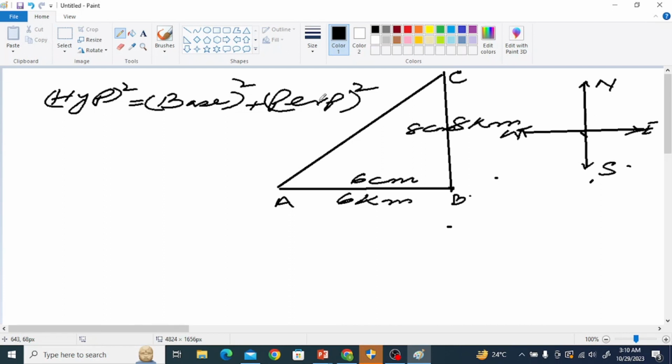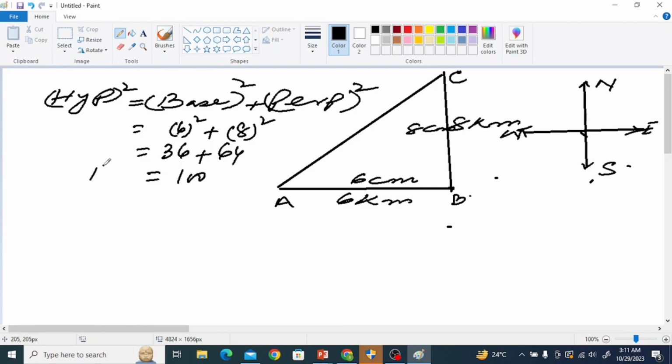Okay, now as we know that the base is 6 kilometer, so taking the square of 6, and then the perpendicular height is 8 kilometer, that is the journey done in the second hour. So you have to take the square of the base value, that is 6 square, giving you 36, and the square of 8 as 64. So adding these two you will get 100.